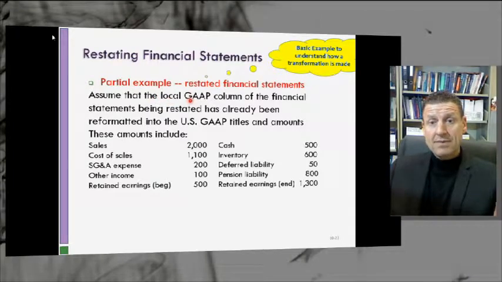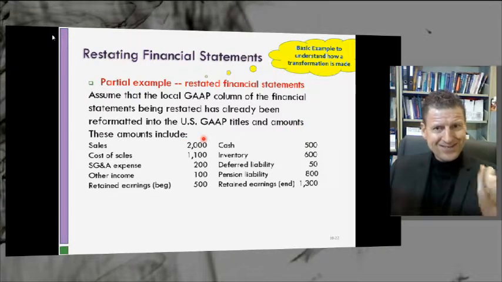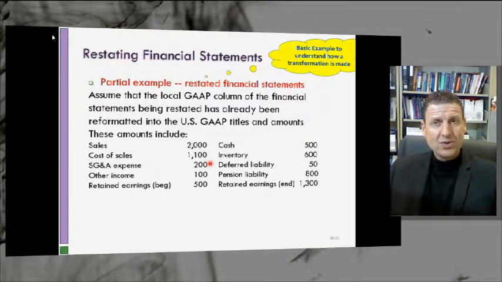Assume that the local GAAP column of the financial statements being restated has already been reformatted into the US GAAP titles and amounts. These amounts include sales, $2,000, cost of sales, $1,100, selling, general and administration expense, $200, other income, $100, retained earnings beginning, $500, retained earnings end, $1,300. Interesting, yeah. The difference here, assuming there are no provisions made, is basically $800. But if there are provisions, then the retained earnings at the end is going to be less, right?